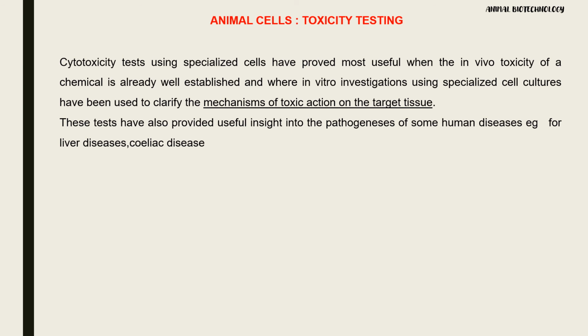Cytotoxicity tests using specialized cells have proved to be useful if the in vivo toxicity test with the chemical is already established, and in vitro investigations using specialized cell cultures have also been done to study the toxic action of the test material on the target tissue. These tests provide an insight on the pathogenesis of some human diseases like liver diseases.